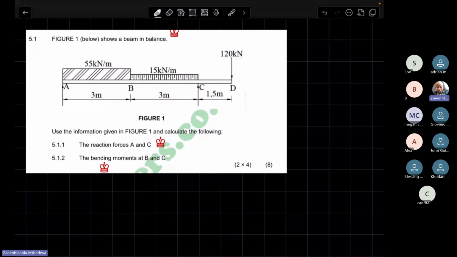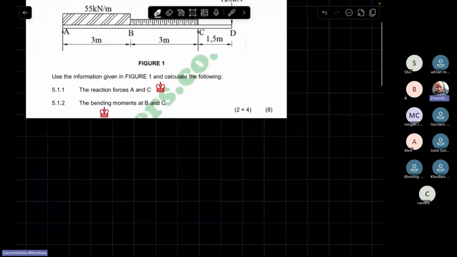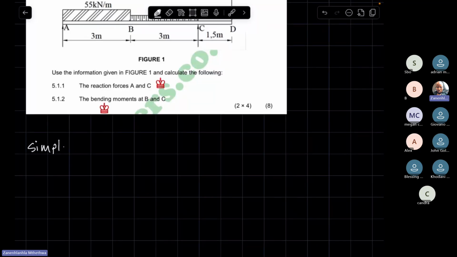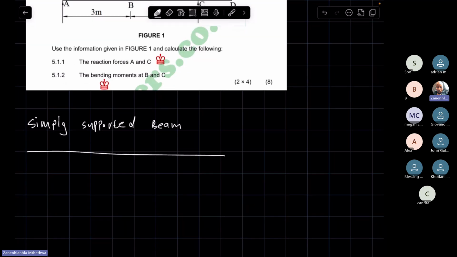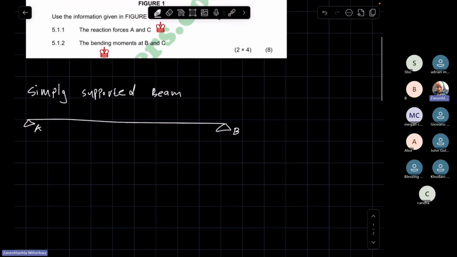So you get different types of beams. You get a simply supported beam. A simply supported beam is where you have a beam and you have a reaction at each end of the beam. Call it A, call it B. If you have a beam and it has reactions on either end of the beam, then that beam is known as a simply supported beam. Yes, now I remember.